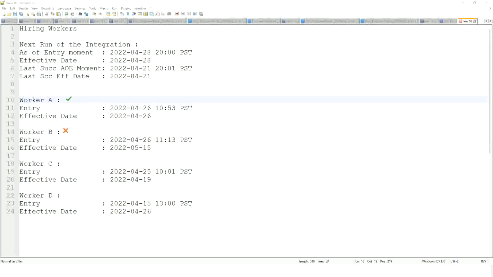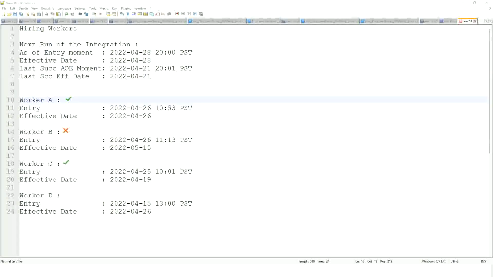Worker C, what do you think? Anybody who thinks it's a no. I mean, it's a perfectly valid thought. If you think it's a no, that's fine. The effective date of hire is in the past, which is 19th of April. That's okay. But the entry was made on the 25th of April, so we are thinking that, okay, alright, might be, this is going to be included.